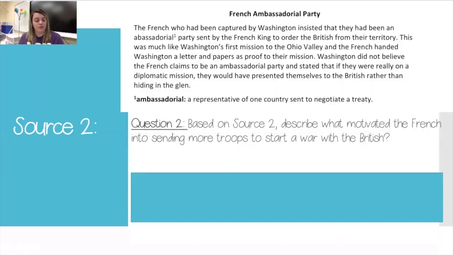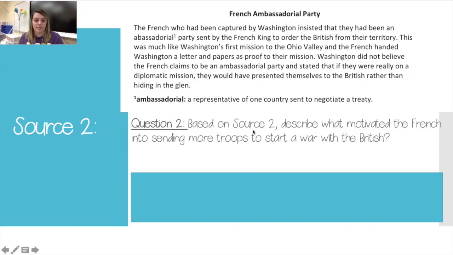And that's when they sent in the British military force. The French handed Washington a letter and papers as proof of their mission. Washington did not believe the French claims to be an ambassadorial party and stated that if they were really on a diplomatic mission, they would have presented themselves to the British rather than hiding in Jumonville Glen, which is a place. So basically a diplomatic mission is when they are sent from one place or country by someone, in this case by the French king, on orders. George Washington is basically saying he doesn't believe them, or else they would have presented themselves to the British rather than hiding.